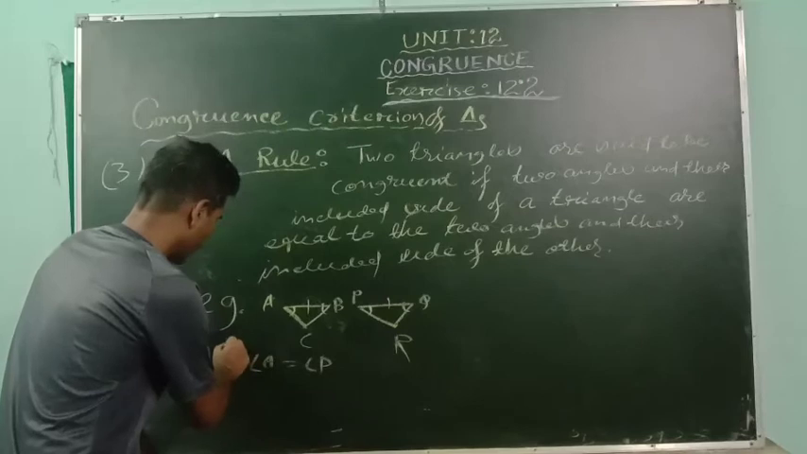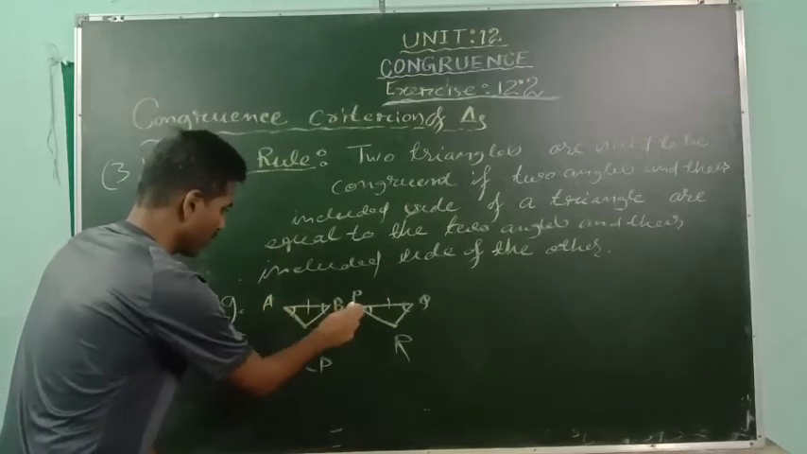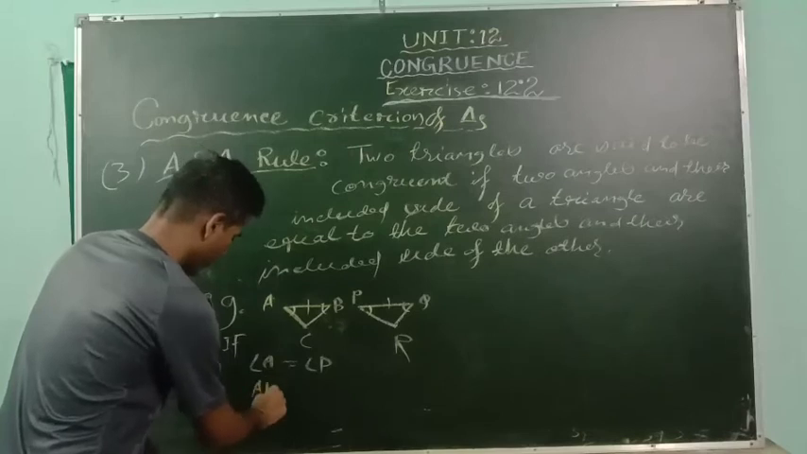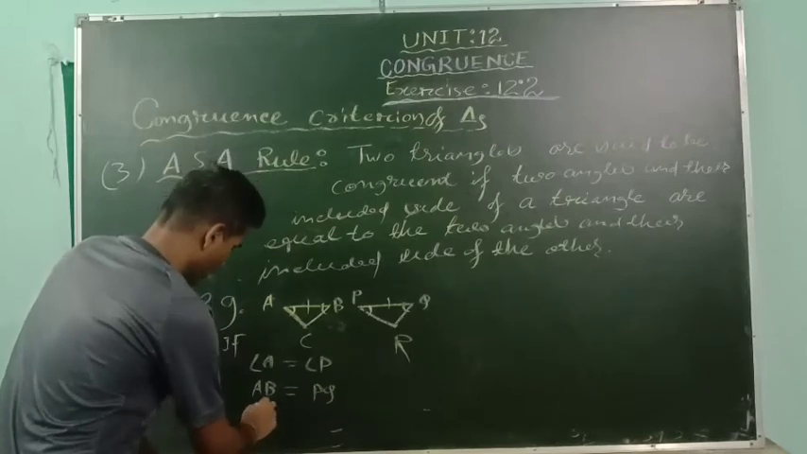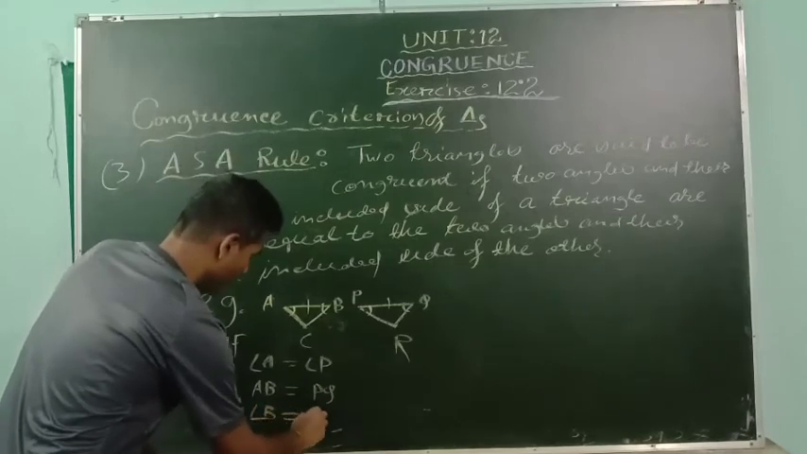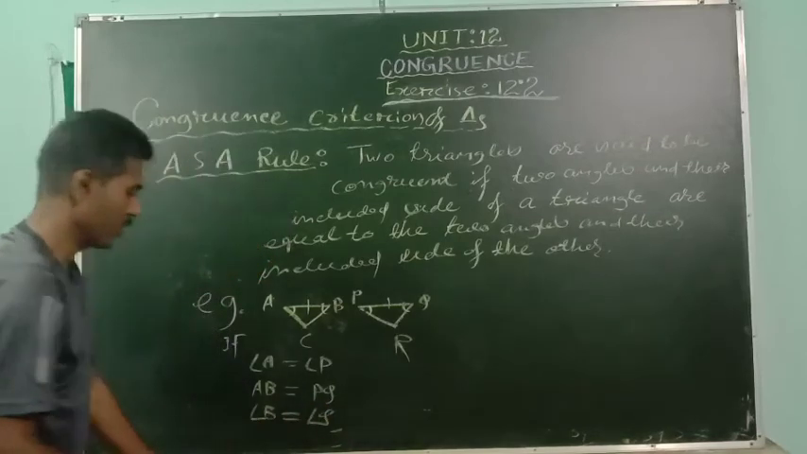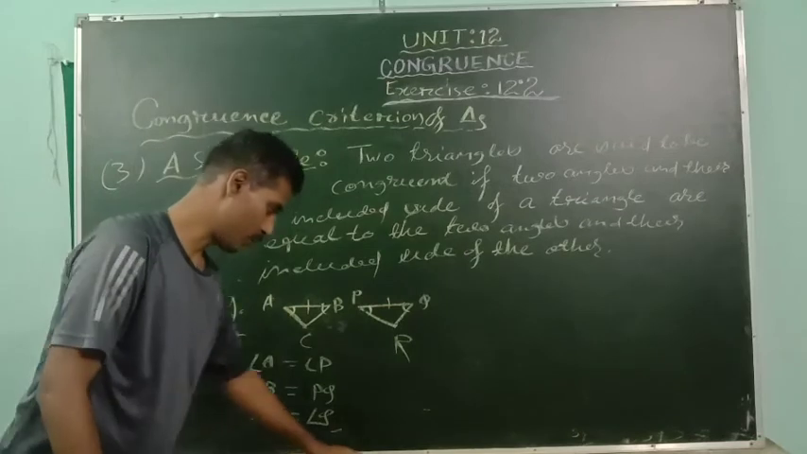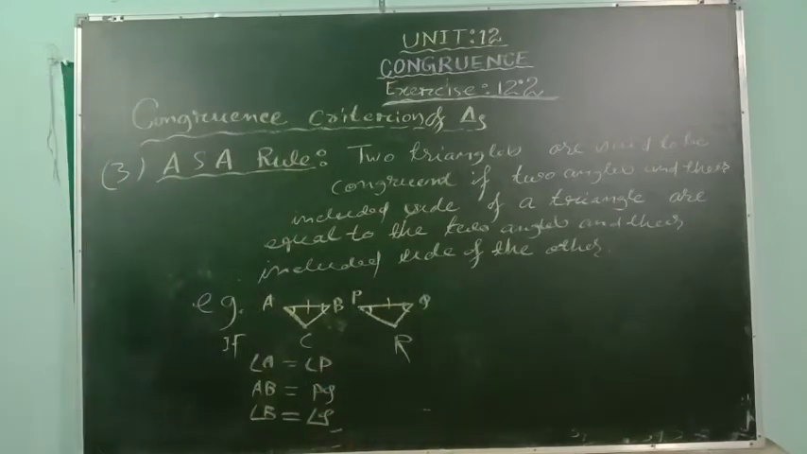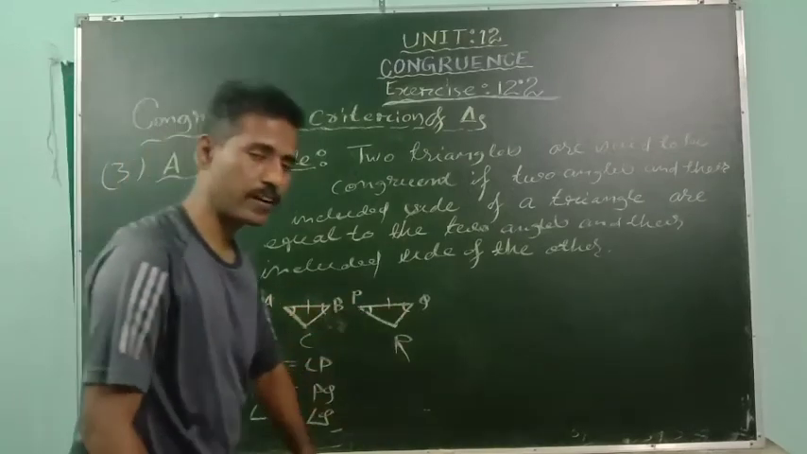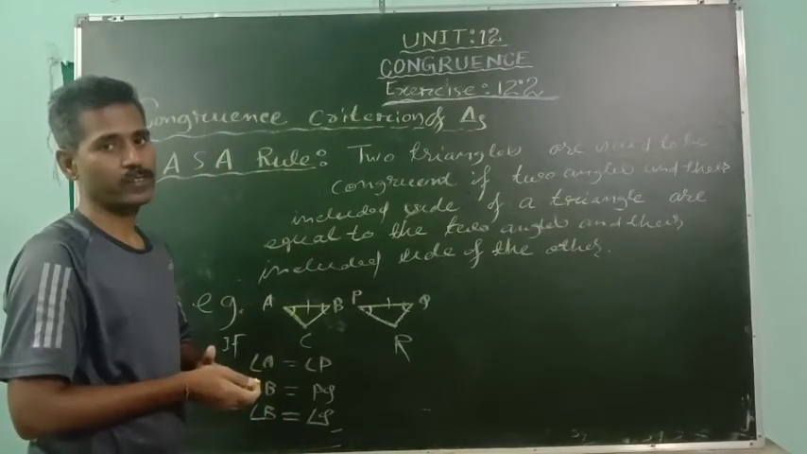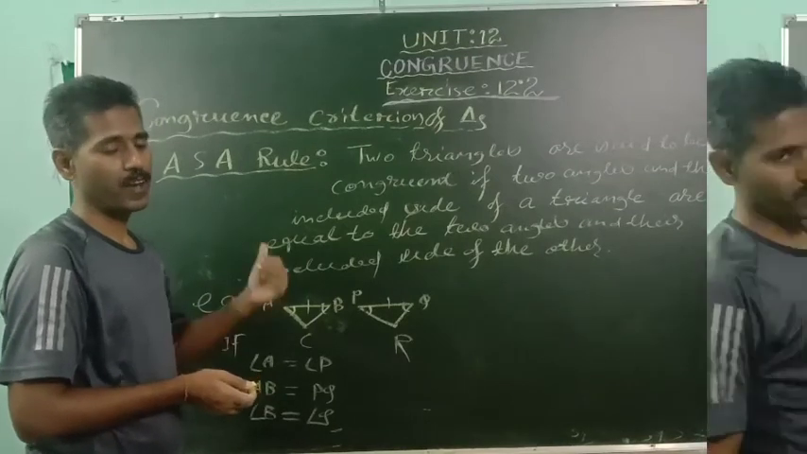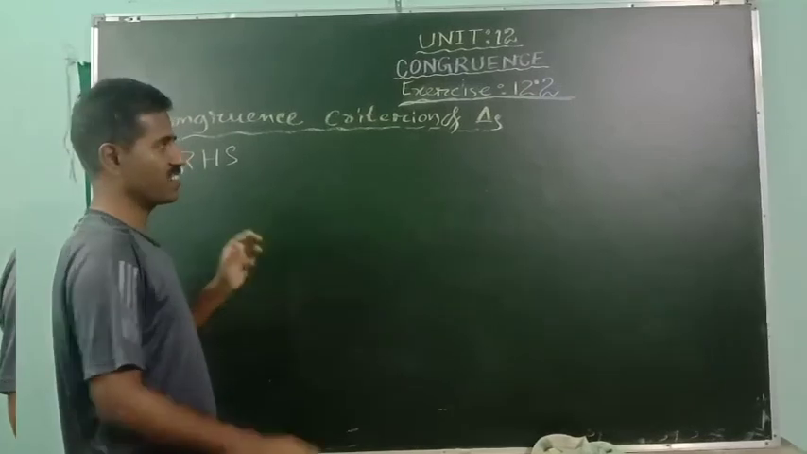If angle A equals angle P, side AB equals side PQ, and angle B equals angle Q, if these three conditions are fulfilled, then we can say triangle ABC is congruent to triangle PQR by the angle side angle criteria of congruency of triangles. Now next, that is the RHS congruency rule.